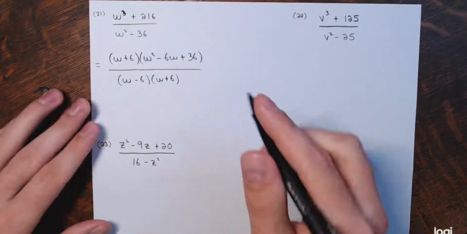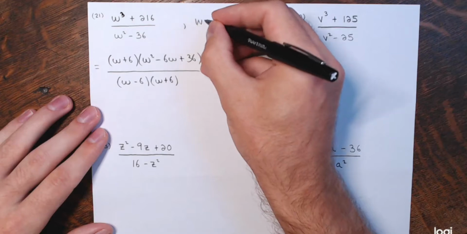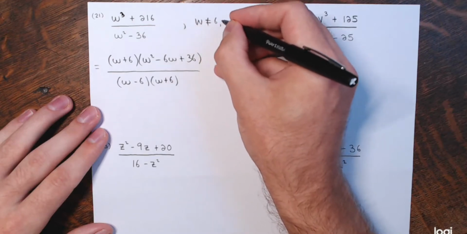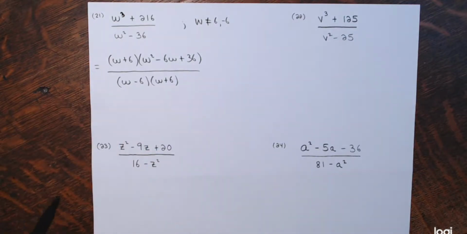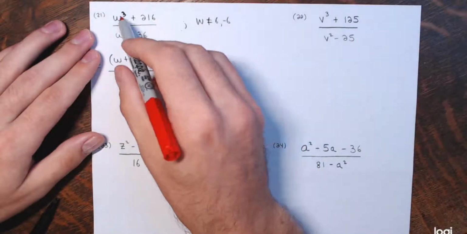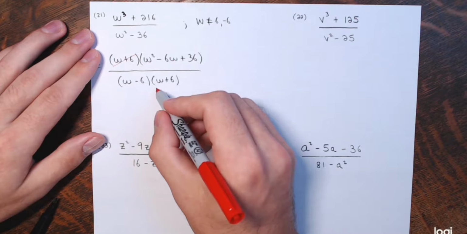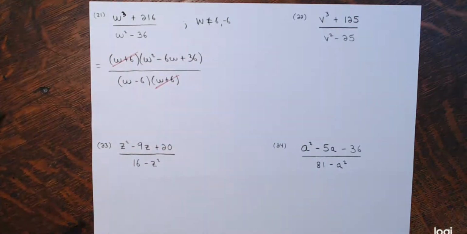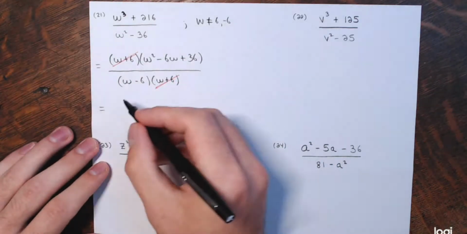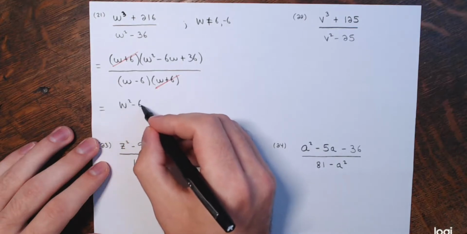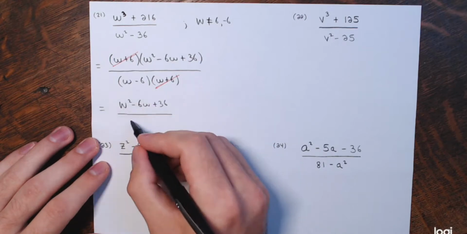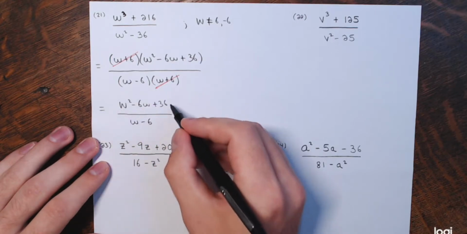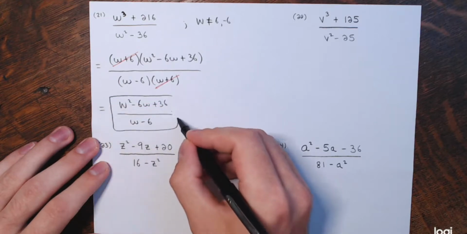And then before I do any canceling, I'm going to note that w cannot be 6 or -6, because that'll make my denominator 0. For any other value, besides 6 or -6, the value of this expression will be equal to the following. You can't cancel the common factors of w plus 6. And what I'm left with in the numerator is w squared minus 6w plus 36, divided by w minus 6. And that's it. That's as simple as it's going to get.